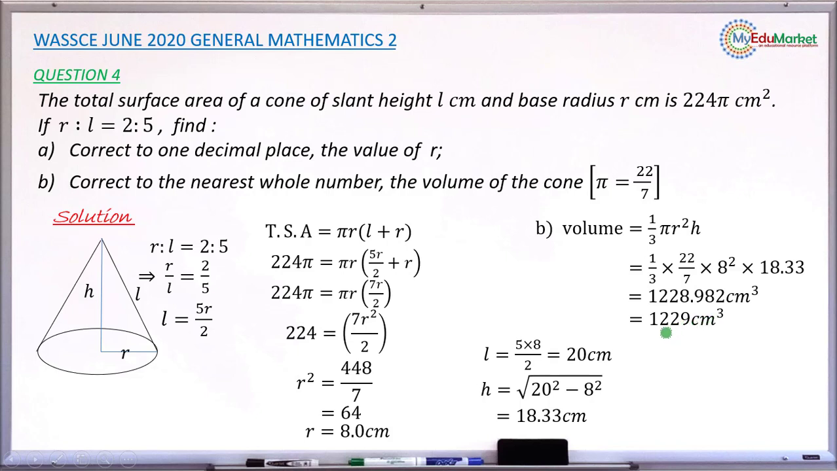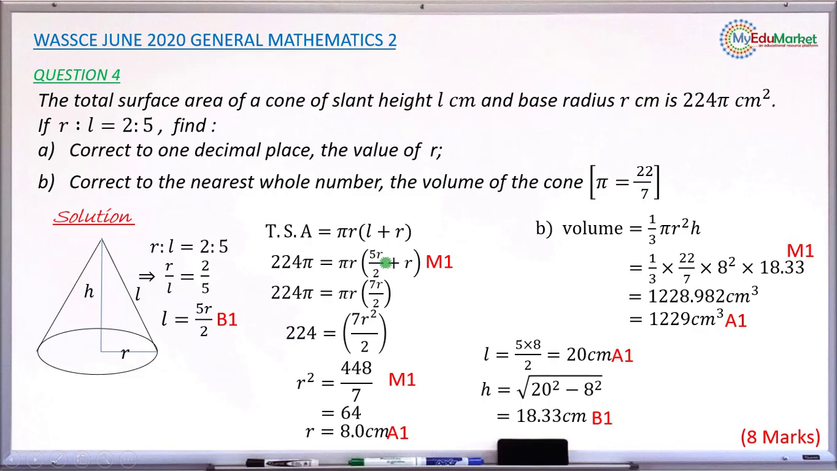So let me share with you quickly the mark distribution for this question as it is in the marking scheme. The very first mark is a bonus 1 mark, and this bonus 1 mark is for writing the relationship between L and R correctly: L equals 5R all over 2. You have this bonus 1 mark.